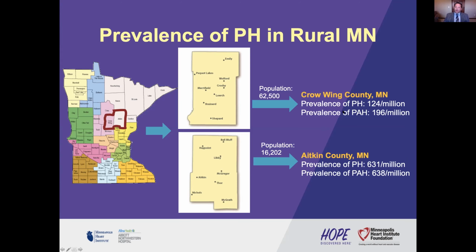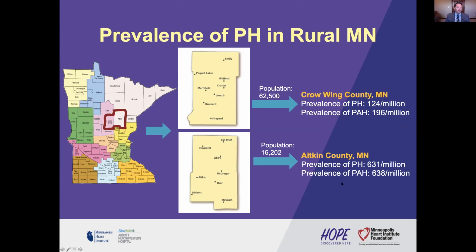For Crow Wing County, when we calculate the prevalence of pulmonary hypertension, we find that it occurred in a frequency of about 124 per million if we extrapolate out to 1 million people, whereas the PAH occurred in about 196 per million. And then if we look at Aiken County, what we estimate is about 631 cases per million versus prevalence of PAH at 638 per million.